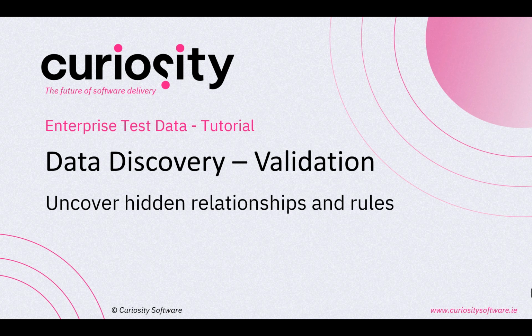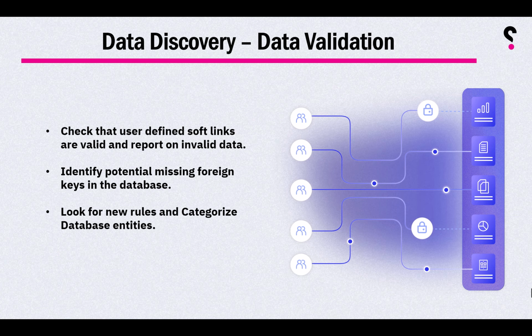This enterprise test data tutorial for data discovery, we're going to look at validation and how we can uncover hidden relationships and rules in our data. Data validation is useful for checking that our soft keys are valid and reporting on any invalid data within our database. It can also be used to identify potential missing foreign keys and also look for new rules and help us categorize our database entities.